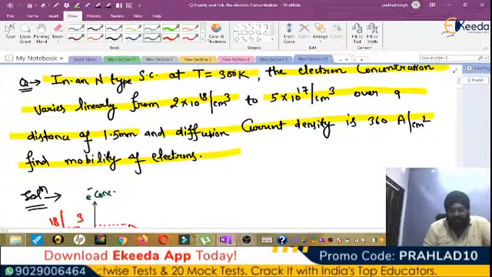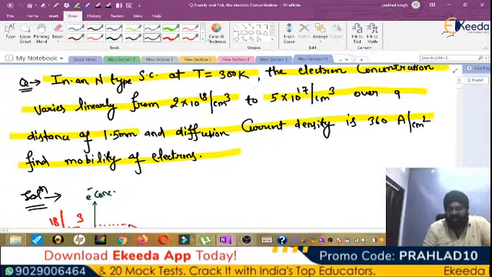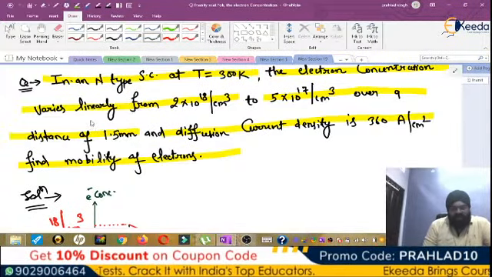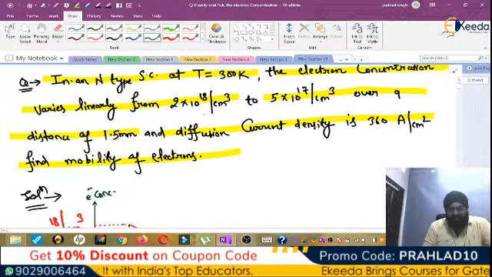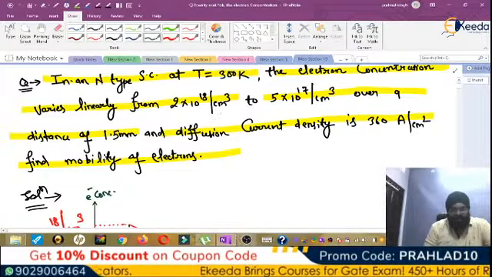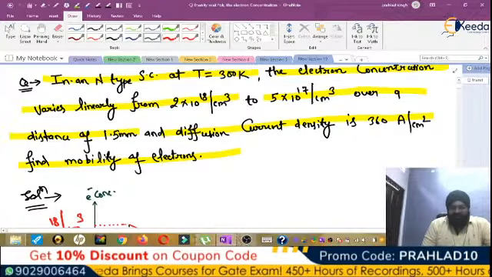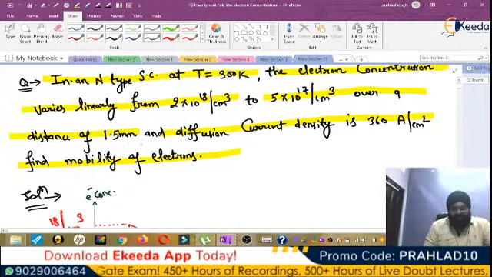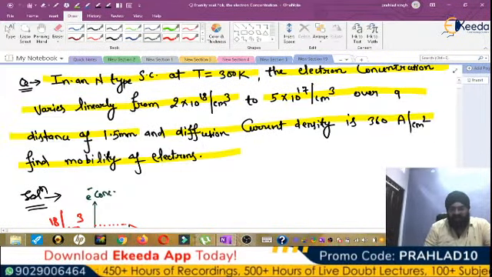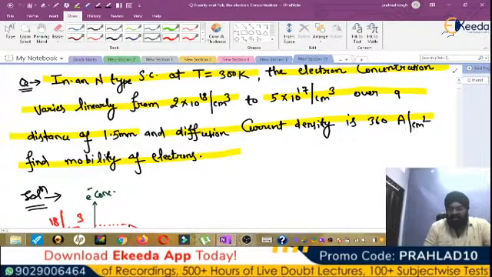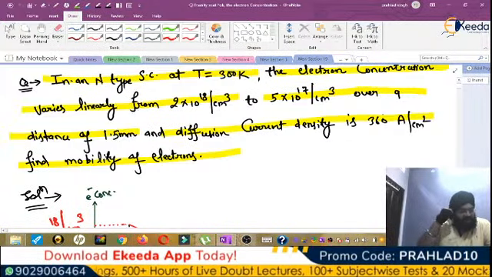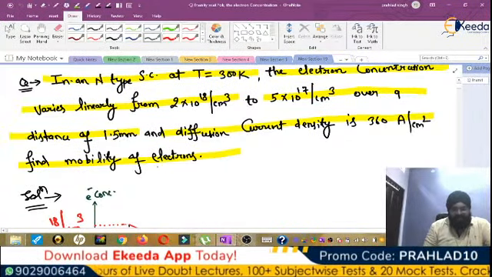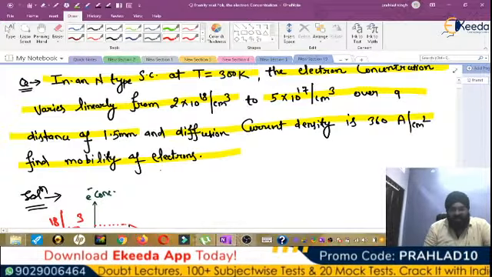In an N-type semiconductor at a temperature of 300 Kelvin, the electron concentration varies linearly from 2 into 10 to the power 18 per centimeter cube to 5 into 10 to the power 17 per centimeter cube over a distance of 1.5 millimeter, and the diffusion current density is 360 ampere per centimeter square. Then find the mobility of electrons.